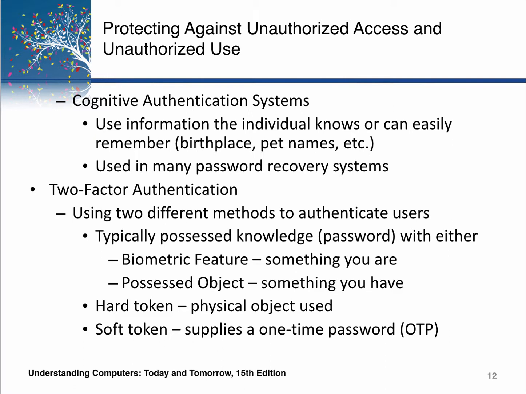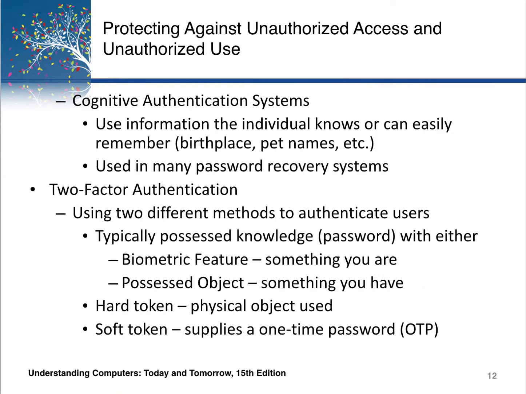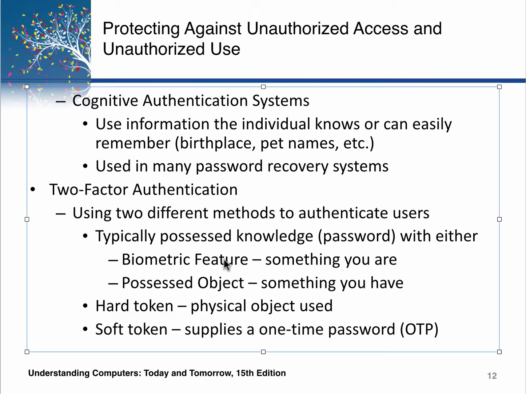Now, this one is where you use 2 different methods to authenticate when you're using a system, all right? Now, the beauty of this is that there's the possessed knowledge feature, which is typically a password. Then there is the two-factor feature, which is something that is not just easily gathered. Sometimes it can be a biometric feature. We'll talk about that. Possessed object, we already talked about that. Those are the 2 initial ones. But then the second one could be a hard token, which is a physical object, or a one-time password.